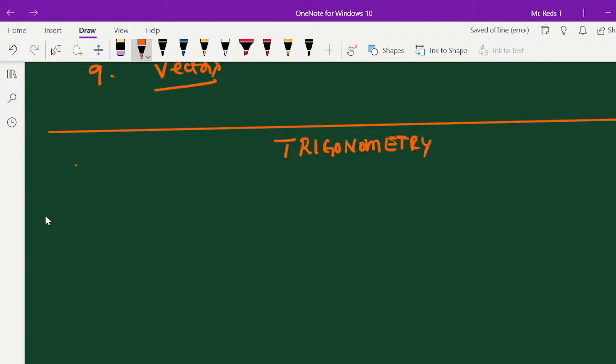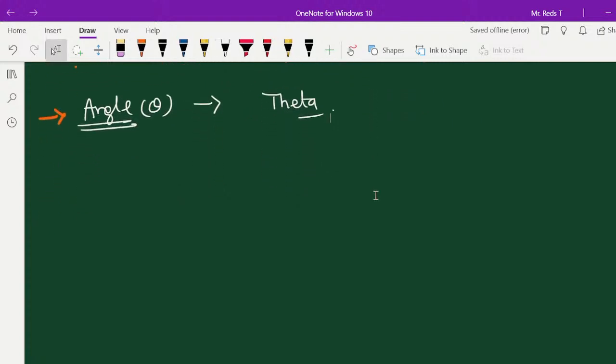So first in this we try to understand what angle means and how to measure it. What is an angle? Angle is represented with the symbol theta. We have to read this as theta. So to understand this, let me give you one simple representation here.